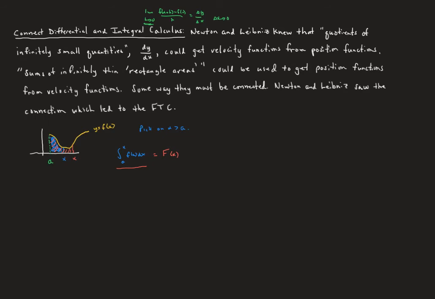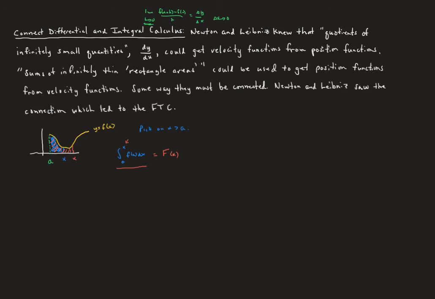So we are defining here this function as an integral. We have a curve, we picked a point a, and as we choose different values for x, we will find the area under the curve between a and x, and what we get for our value of capital F of x will depend on our choice of x. Okay?